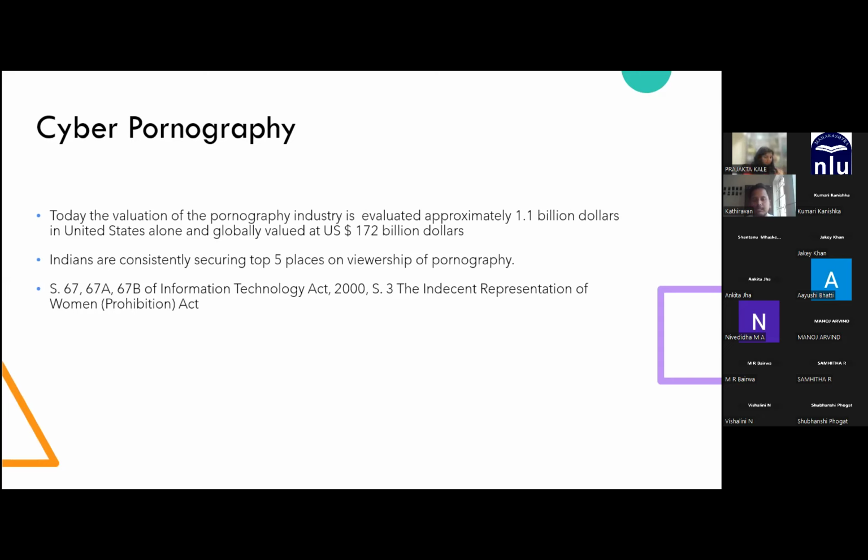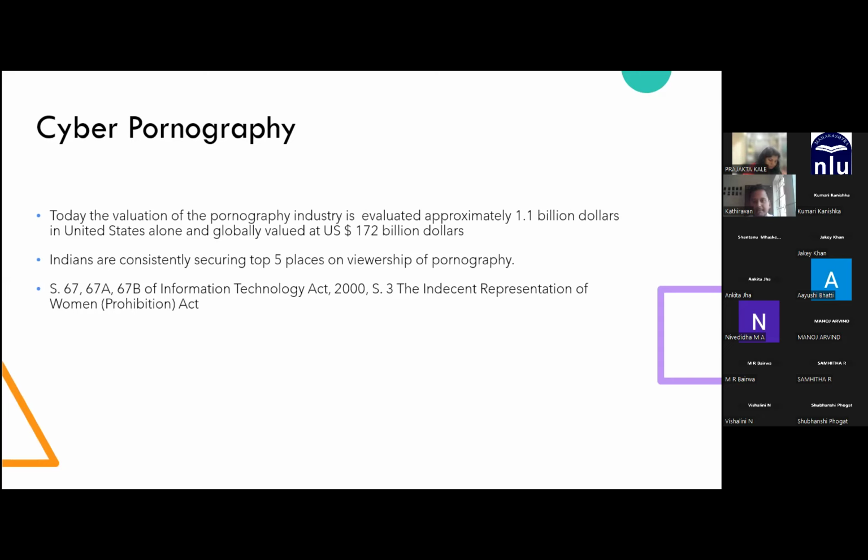When we look upon the law, the major law that handles pornography is the Information Technology Act. Section 67 of the IT Act deals with transmitting or publishing of obscene material. Section 292 of the IPC: it doesn't define obscenity, but it defines the obscene act. The obscene act should be lascivious or appeal to the prurient interest, or its effect is such as to deprave and corrupt persons who read, see, or hear the matter contained or embodied in it.